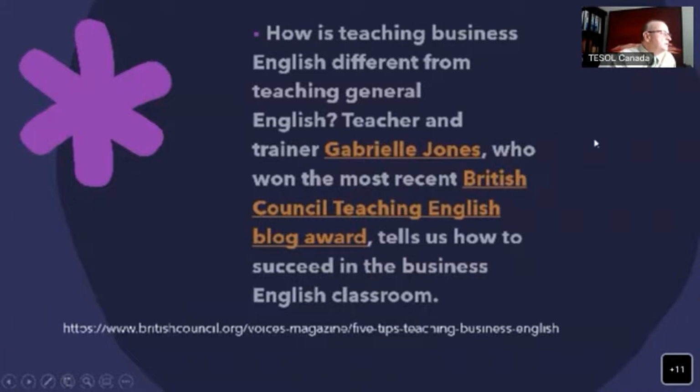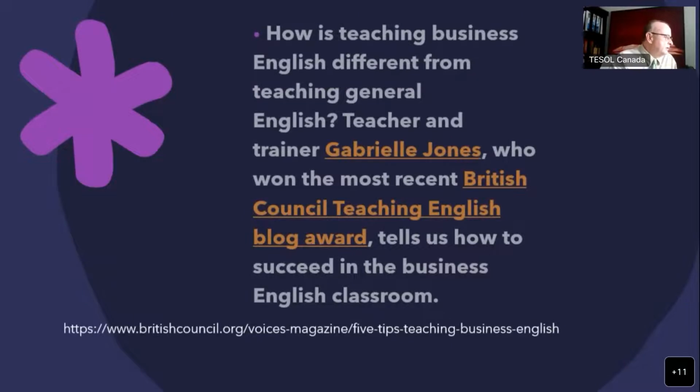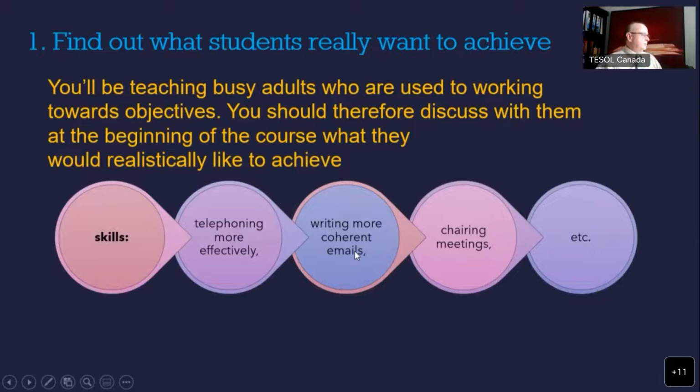How is teaching business English different from teaching general English? Teacher and trainer Gabrielle Jones, who won the most recent British Council Teaching English Blog Award, tells us how to succeed in the business English classroom. Find out what students really want to achieve. You'll be teaching busy adults who are used to working towards objectives. You should therefore discuss with them at the beginning of the course what they would realistically like to achieve. Skills could include things such as telephoning more effectively, writing more coherent emails, chairing meetings, etc.